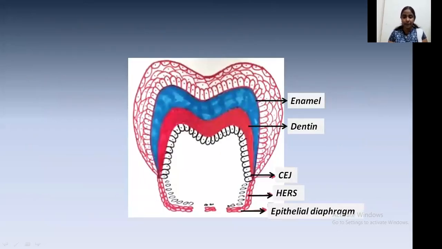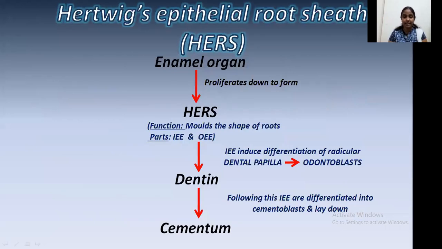In this flowchart, if you can see, Hertwig's epithelial root sheath stimulates inner enamel epithelial cells to form odontoblasts to lay down dentin. After dentin is laid down, connection of HERS with the root surface is lost. But if the connection between the root surface and Hertwig's epithelial root sheath is lost before the dentin is formed, it will result in accessory canal formation.